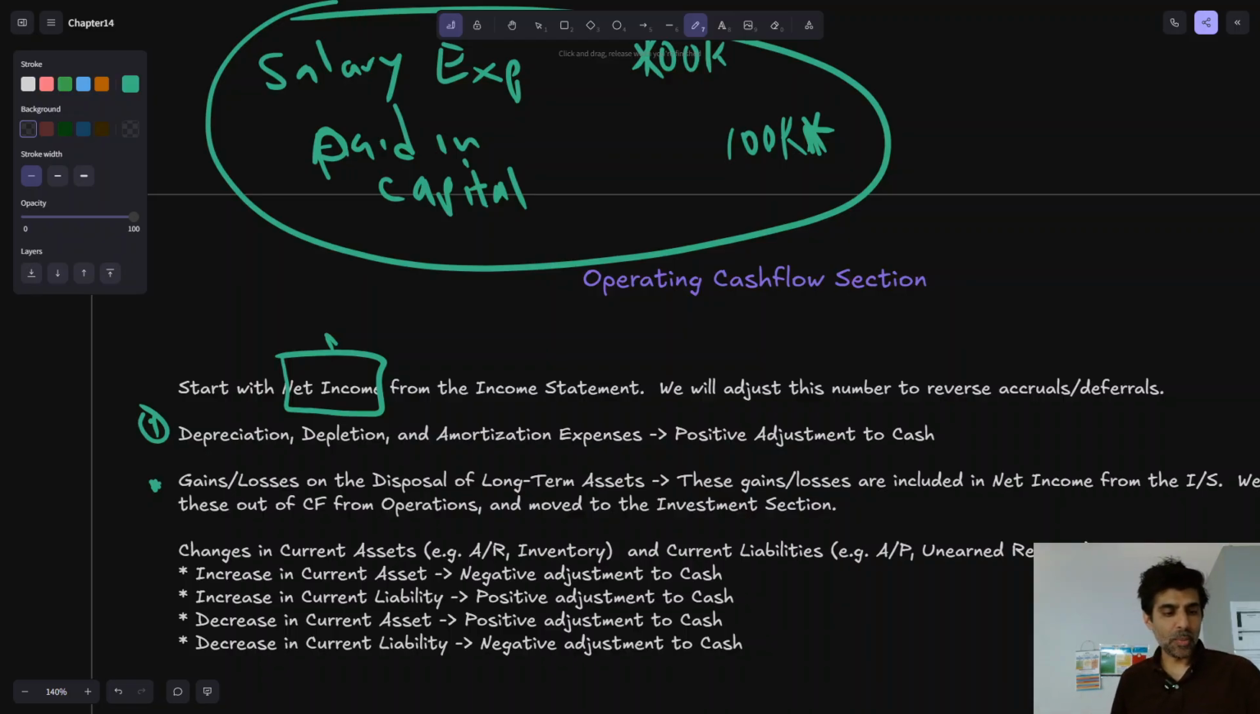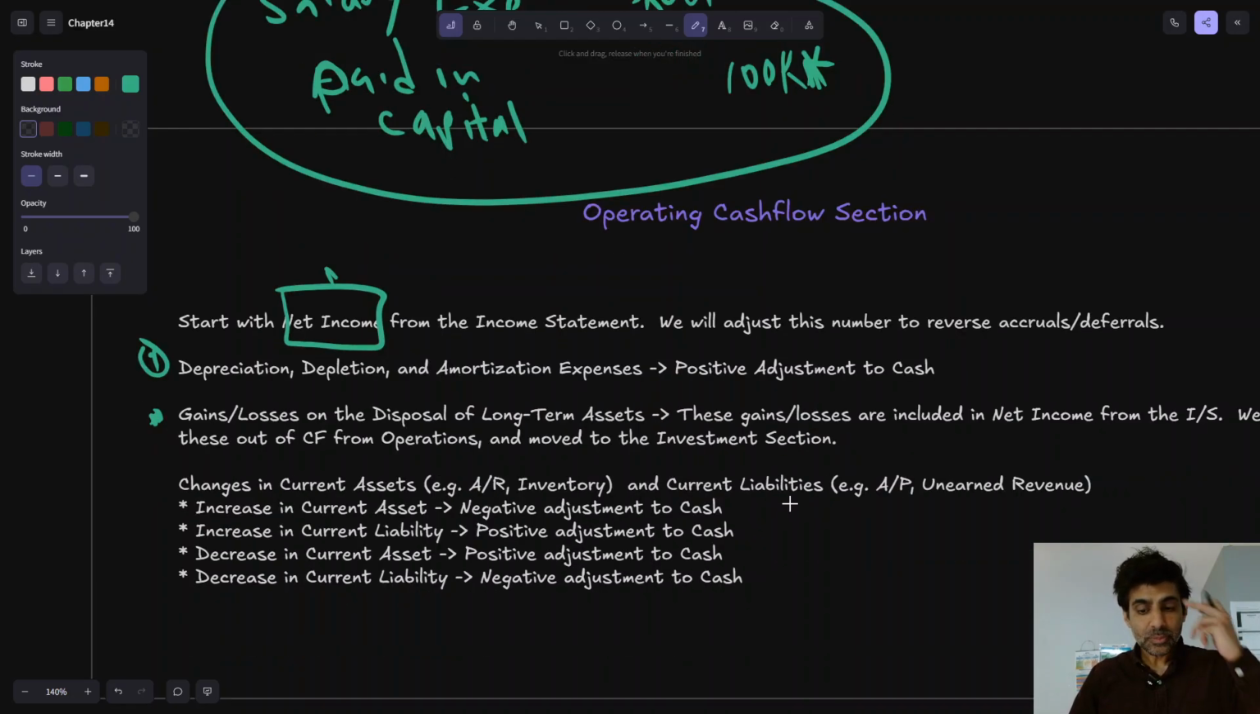Okay, so whatever the gain or loss on the sale of the long-term asset was, it's going to depend. If it was a gain, that would have increased net income, so we need to make that a negative adjustment. If it was a loss, that would have decreased net income, so we're going to have to add that back. Okay, so it will depend on the circumstance, whether it's a gain or loss, what the adjustment is exactly. And then I'd say this is the most complicated part of these adjustments.